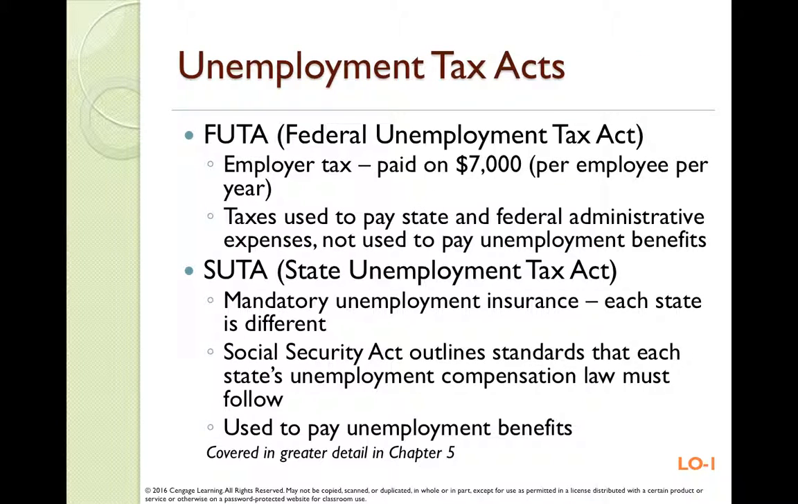Federal Unemployment Tax Act, or FUTA, whatever you want to call it. This is an employer tax, and it's paid on the first $7,000 of your paycheck. At the beginning of the year, you will actually take home a little less than you do at the end of the year. And that's because the first $7,000 that you earn has a federal unemployment tax tagged onto it.